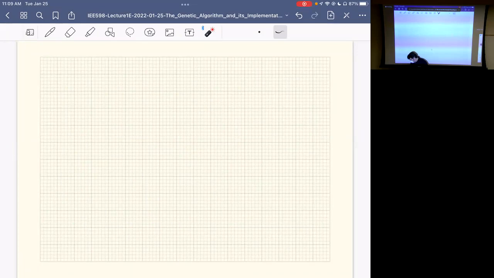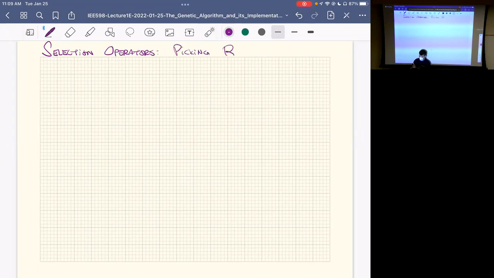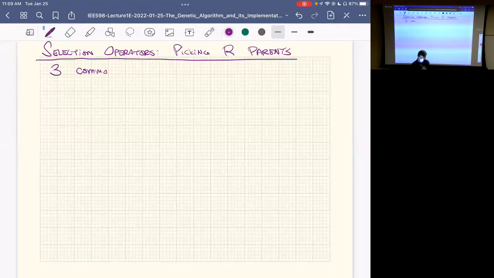All right, so let's start with the selection operators. This is for picking the R parents. There are 3 common options, and these are attempts to control selective pressure.